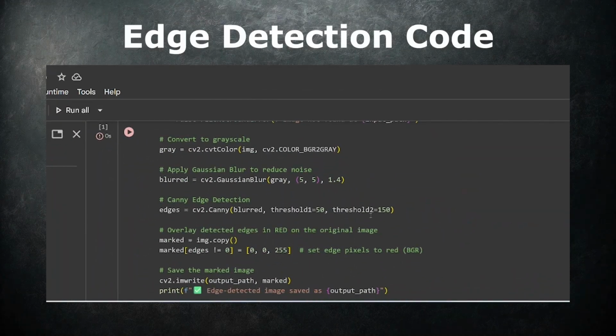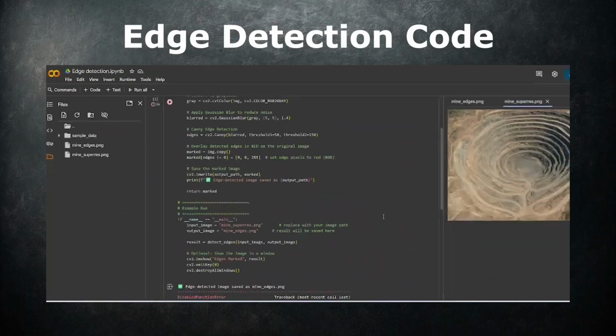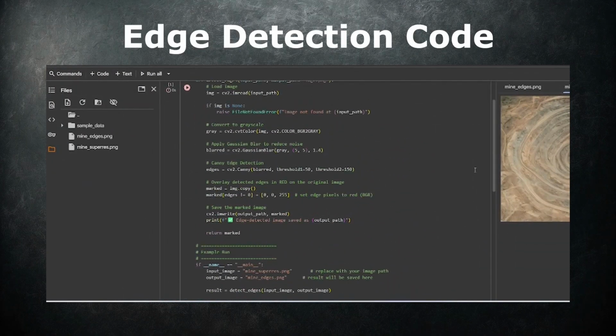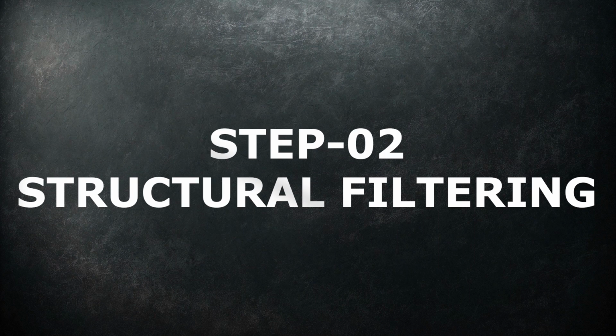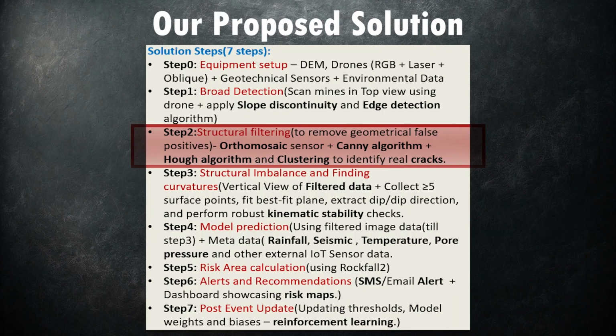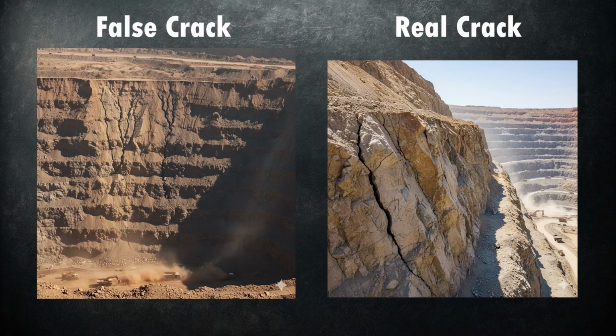Now let's walk through our edge detection code. It processes the mine image and highlights the edges clearly. This helps in broad detection of risk areas, making it easier to identify zones that need close monitoring. Of course, not every line the drone detects is a real crack. Some could just be shadows, loose soil patterns, or surface marks that don't pose any danger.